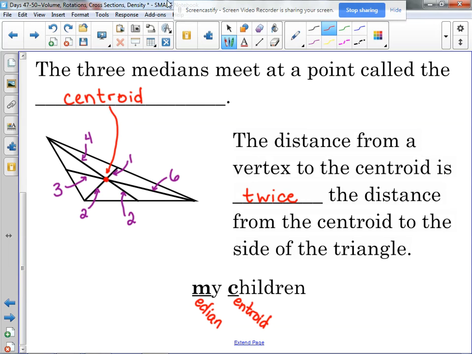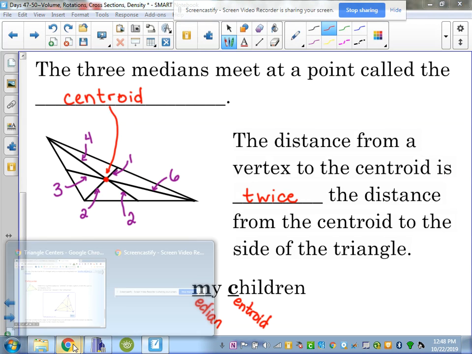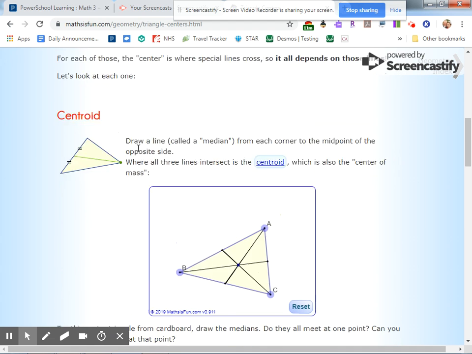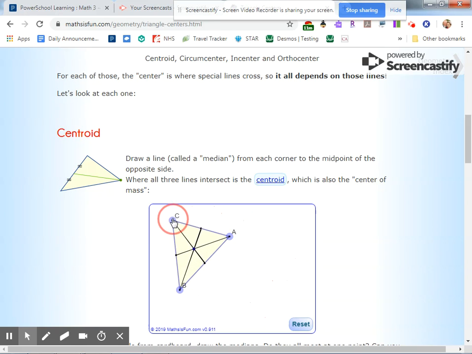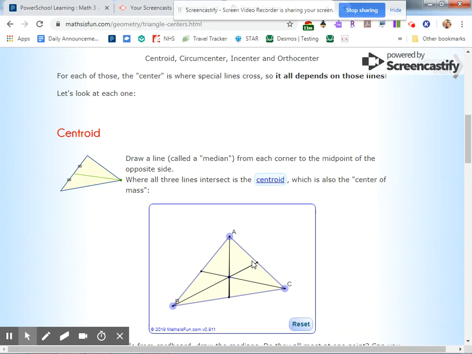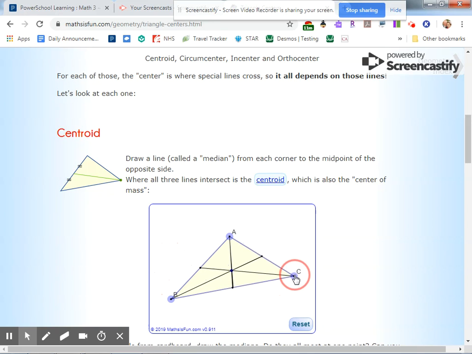Okay, let's look at the centroid in some different triangles here. The orthocenter could be outside. Let's see if we can move this around so that the centroid is outside. If I move A around, it didn't look like it. I move C, I flipped it over. That centroid is still there inside of the triangle. The centroid is always going to be inside the triangle. And it looks like it's pretty centralized in that triangle. No matter where I move it, it really truly is in the center.